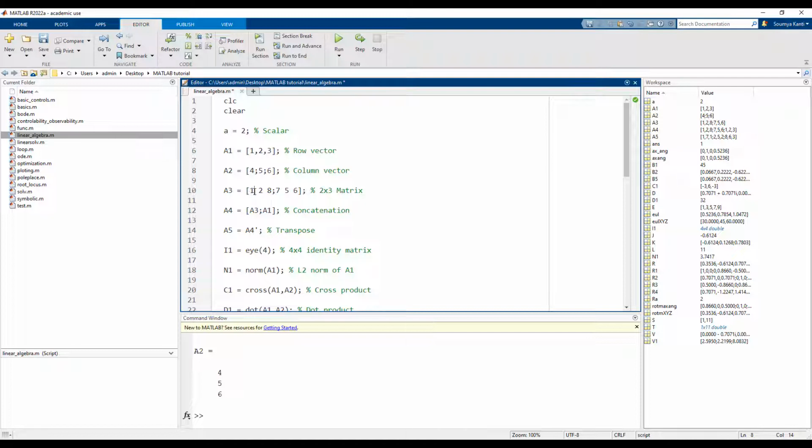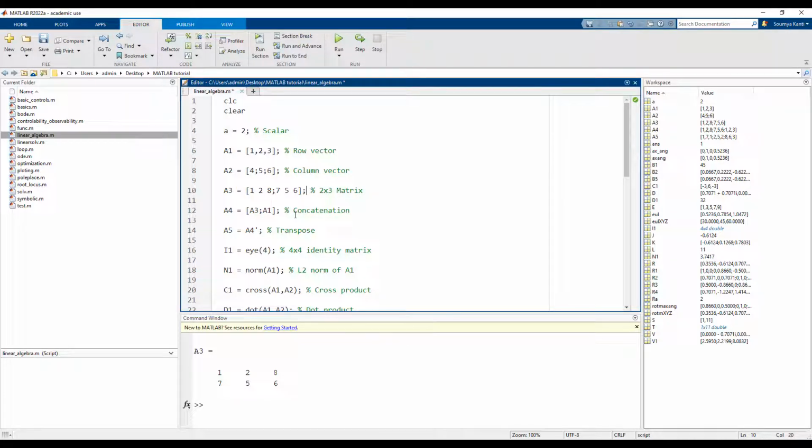Similarly, for a matrix, you need to combine these two. Within a row, the elements are separated by a space or comma, and if you want to go to the next row, you use a semicolon. Now if I run it, you can see this is 1, 2, 8 on top, and then 7, 5, 6 on the bottom.